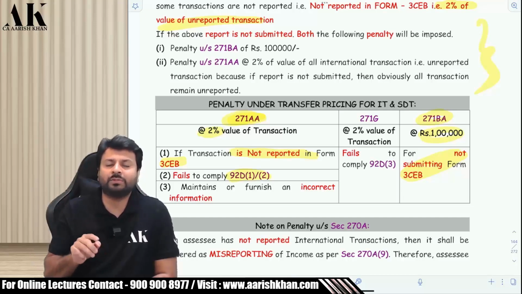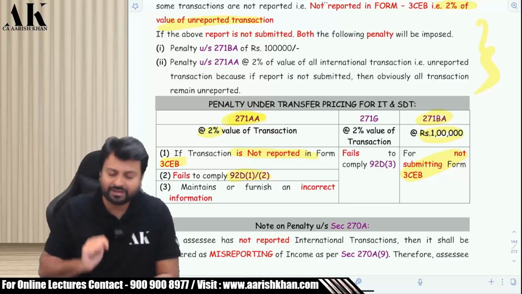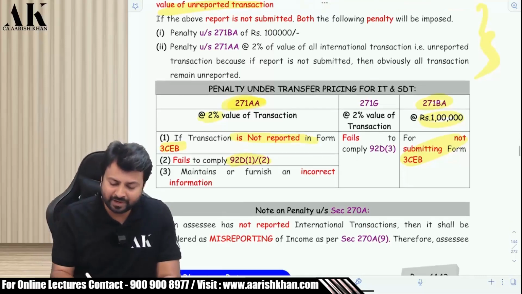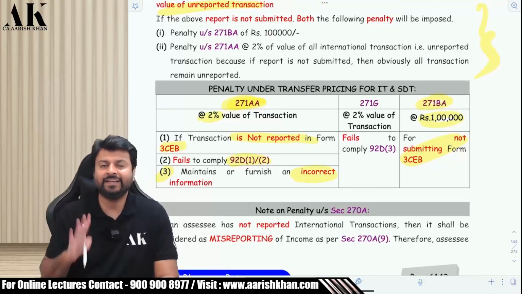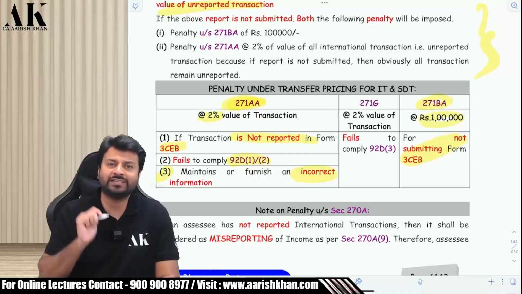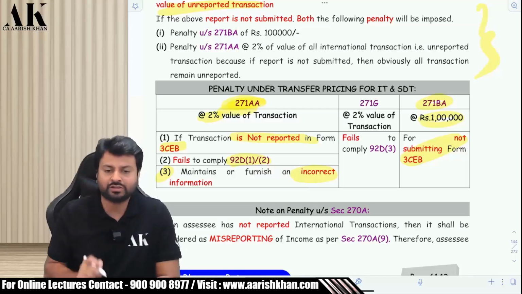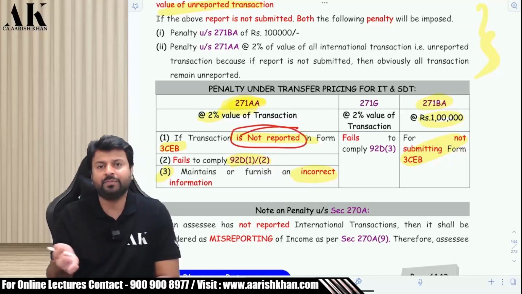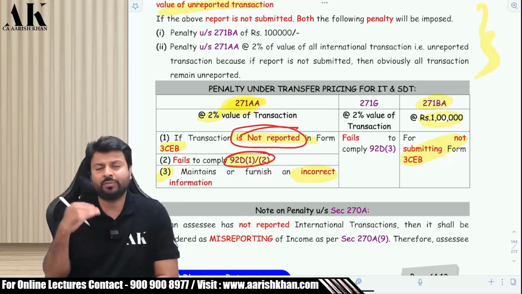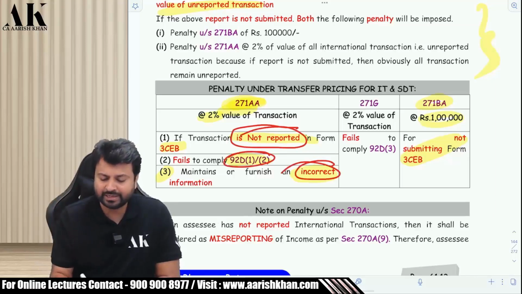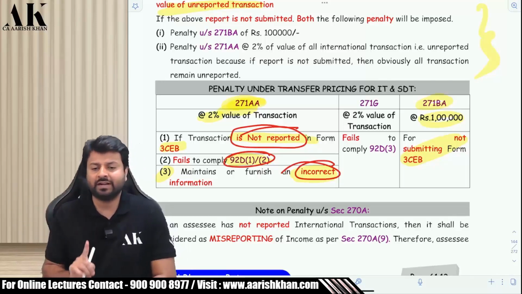And 92D(2) talks about what happens if you do not maintain the documents for a period of 8 years; then you will be liable for a penalty of 2% of the value of the transaction. The third point is that you are maintaining the documents and information, but incorrectly, with wrong information or wrong documents. Then what sense does it make? Then also 2% of the value of the transaction. So 271AA can be imposed for 3 reasons. One, because you are not mentioning the transactions in Form 3CEB. Second, because you are not maintaining the documents and information for 8 years. And third, you are maintaining the documents and information, but in an incorrect manner. For all 3 reasons, 271AA can be imposed.